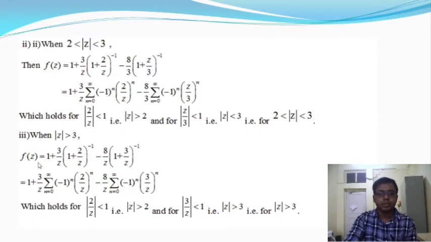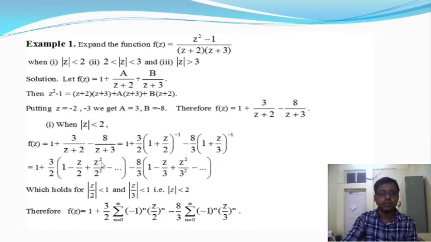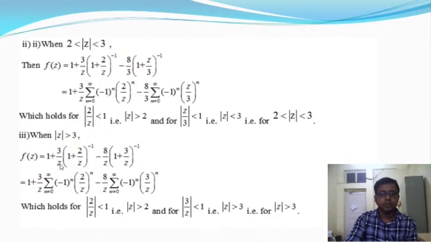So first of all, from the given function, this one is the given function, 1 plus 3 by z plus 2 minus 8 by z plus 3. So from the second term, what will be common from the denominator? From the second term we'll take z as common, and then the second term will be reduced to 1 plus 3 by z into 1 plus 2 by z whole to the power minus 1, as well as when we take z as common from the third term, it will be 3 by z into 1 plus 8 by z into 1 plus 3 by z whole to the power minus 1.